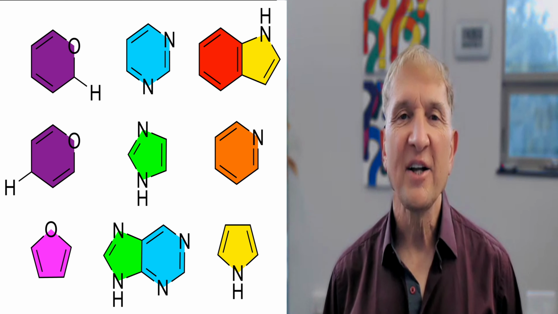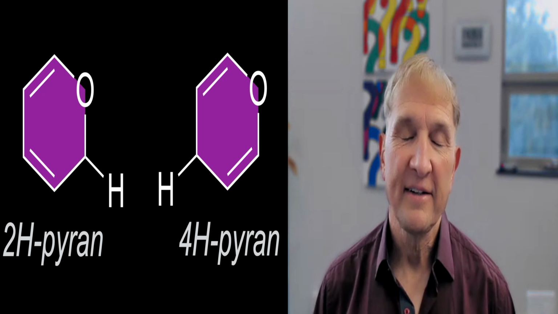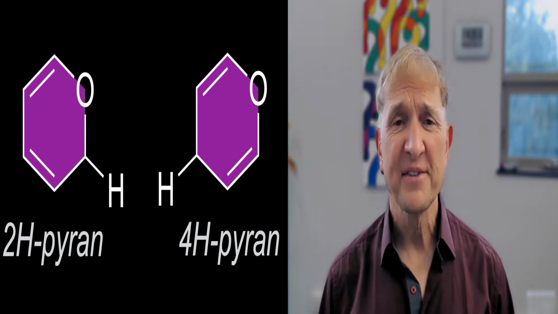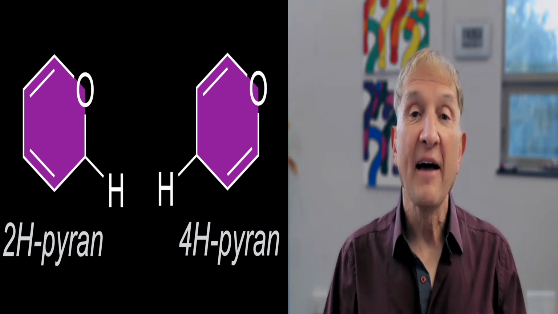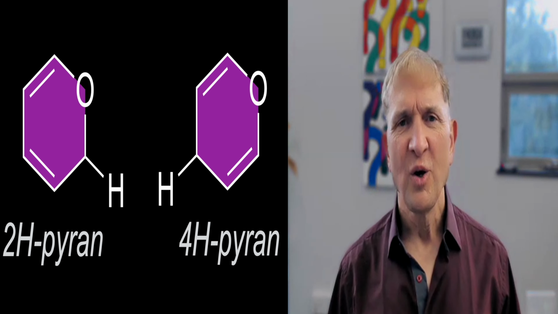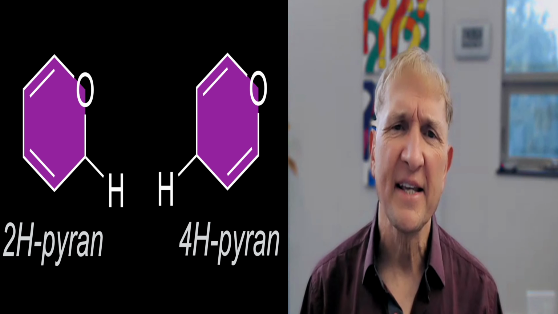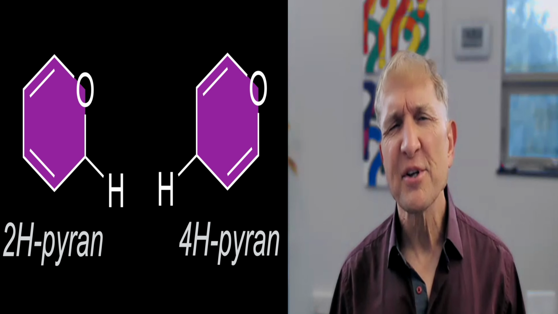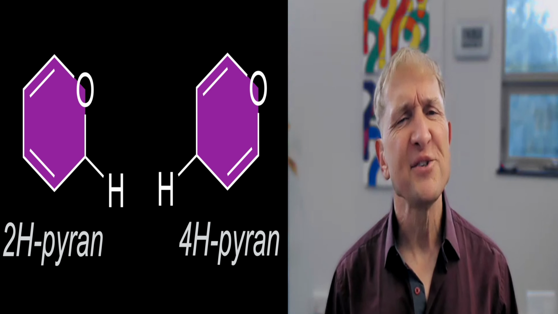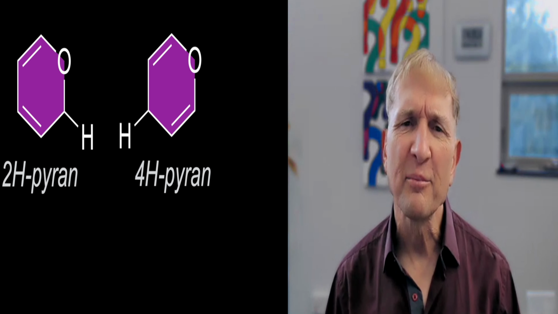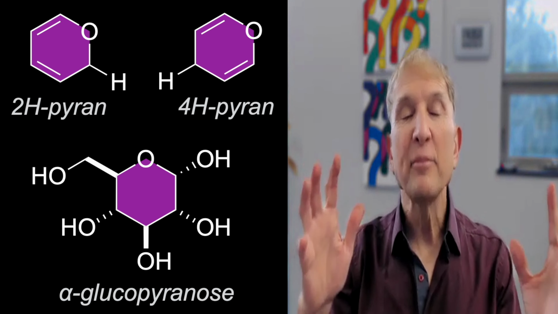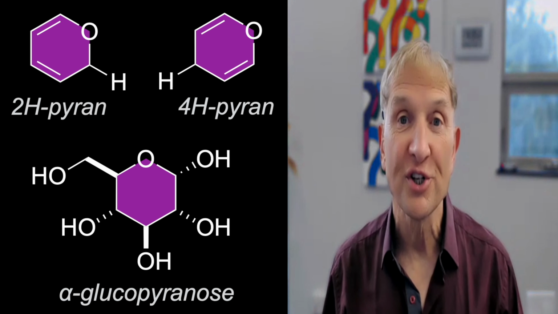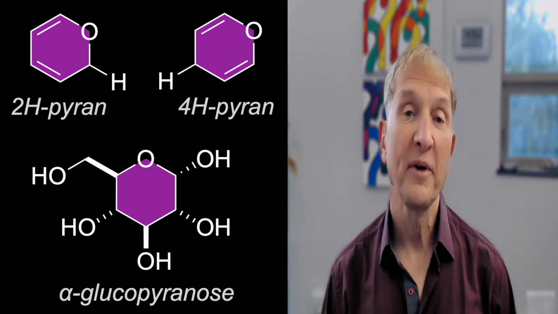Okay, let me start with pyran. Pyran is a curious one to start with because it has two forms, 2H-pyran and 4H-pyran. Why would we remember these? Because in absolute terms, pyran is not so very important, but it's the basis of six-membered ring forms in sugars, like this form of glucose.